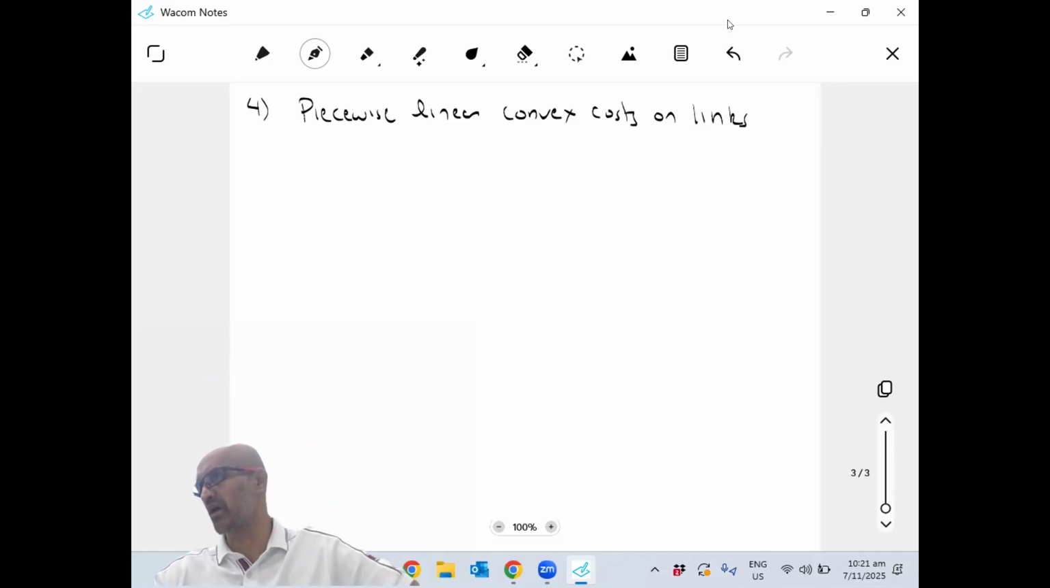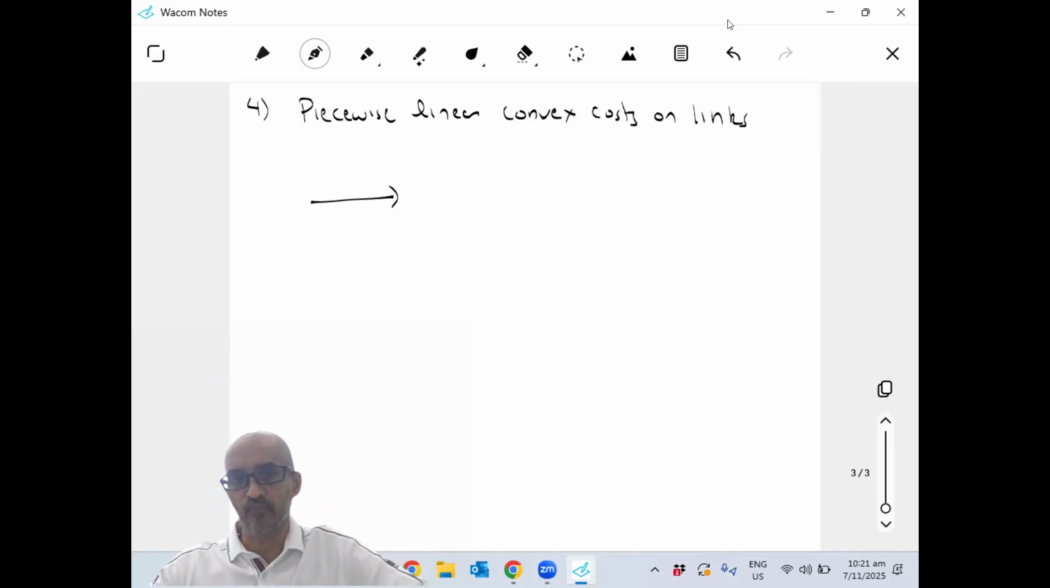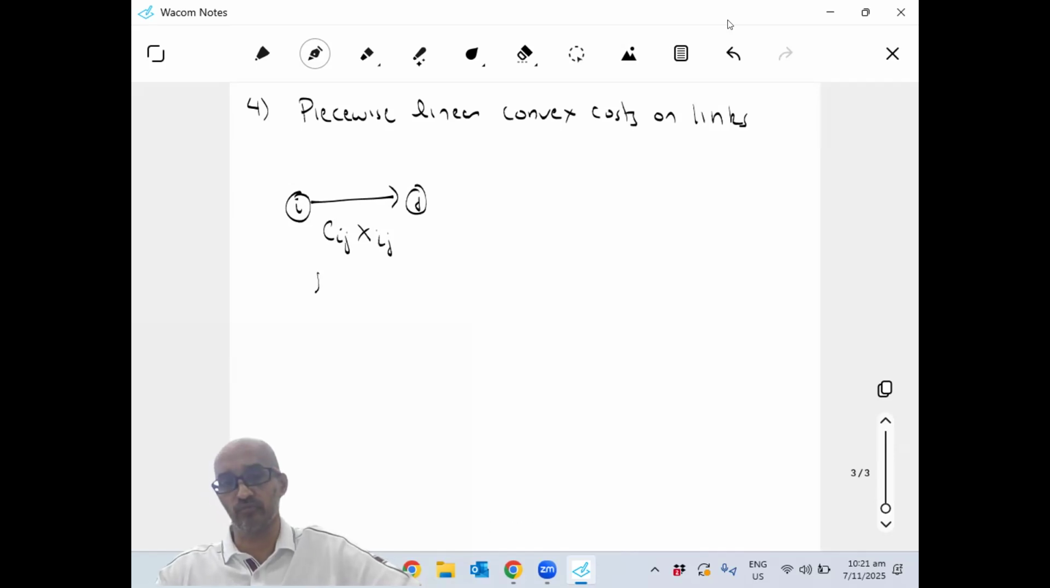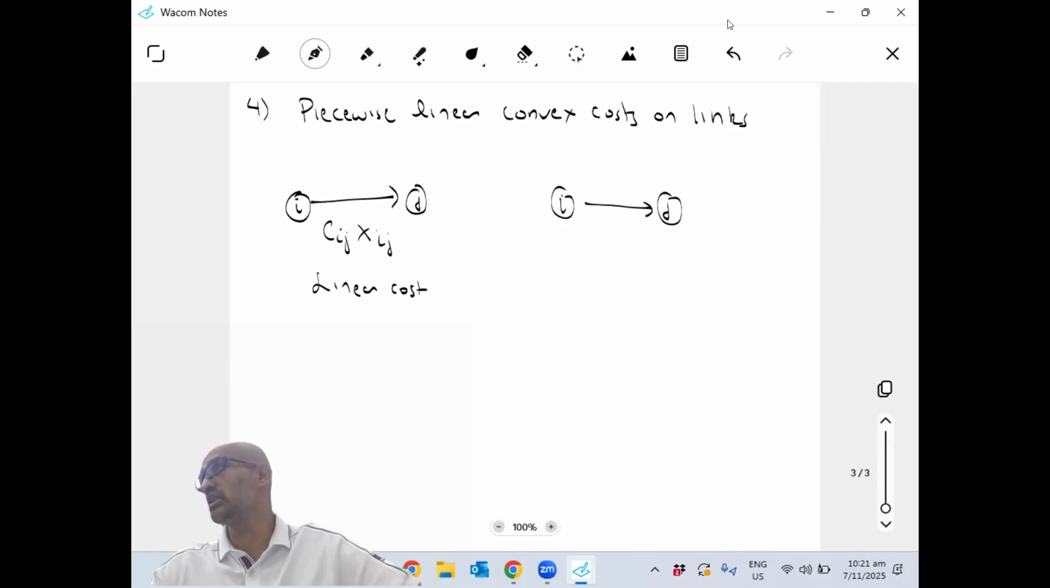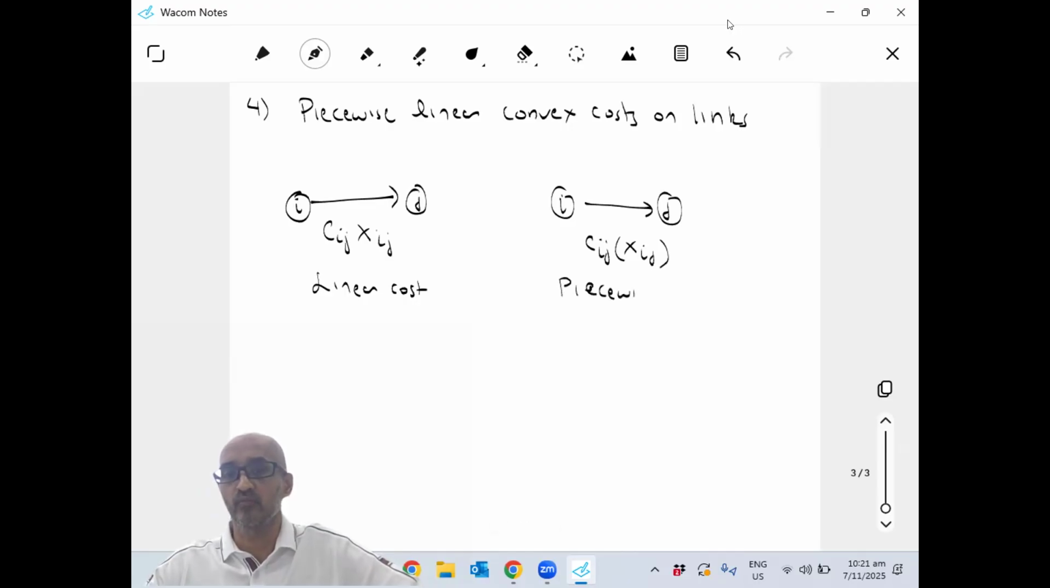So you should expect piecewise linear convex cost network flow problems should also be transferable to network flow problems. Okay. So what does this mean? This means that suppose I've got an edge, i and j, and my cost. So right now my cost is what? Cij times xij, right? This is my linear cost. But let's think of a variant of this problem where maybe when I send flow on this link, it is not a linear function, but it's piecewise linear convex cost.